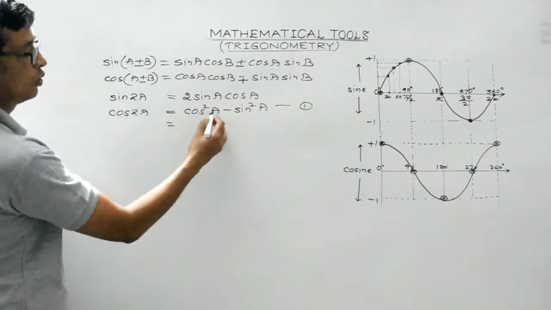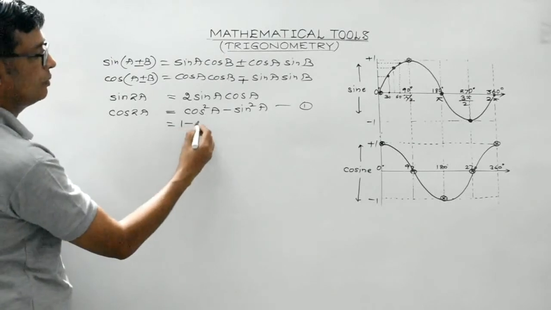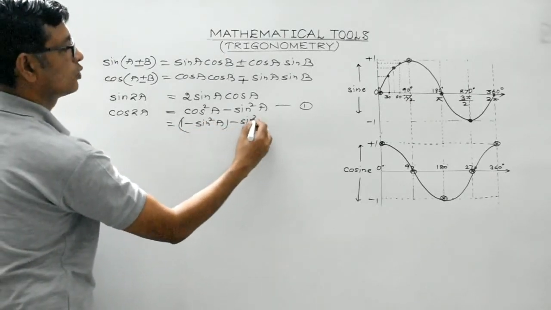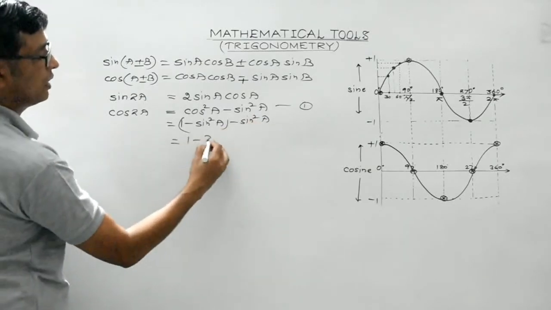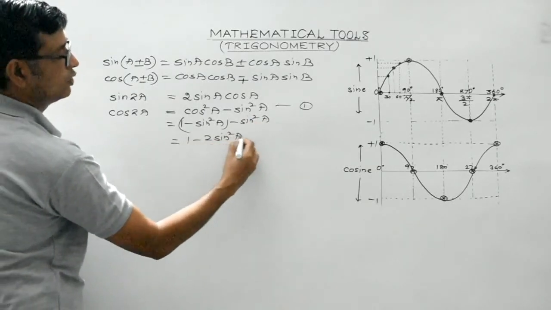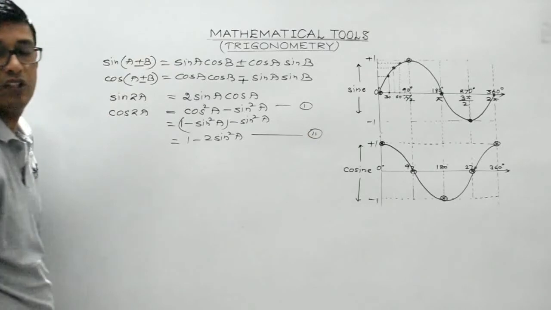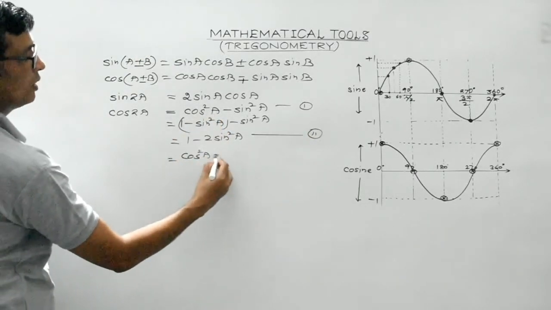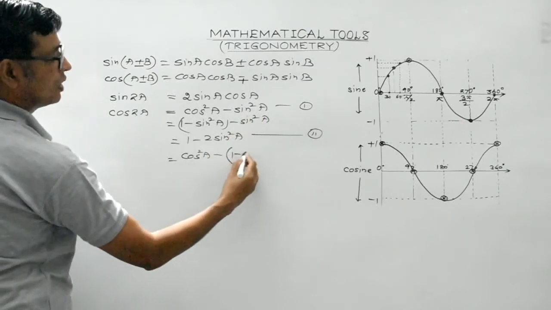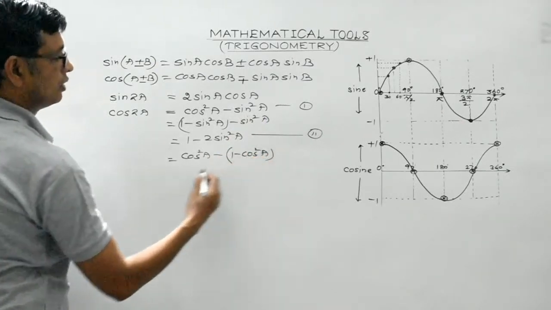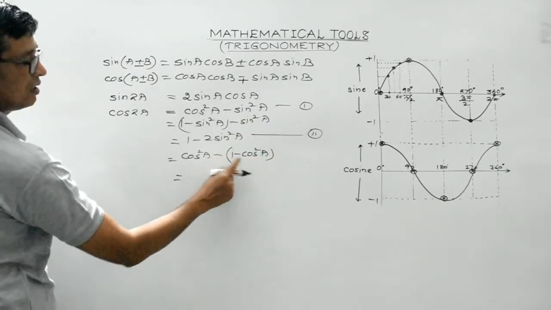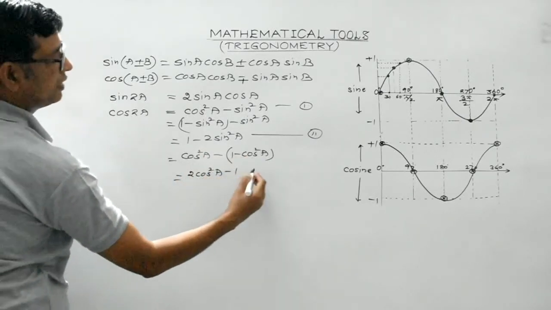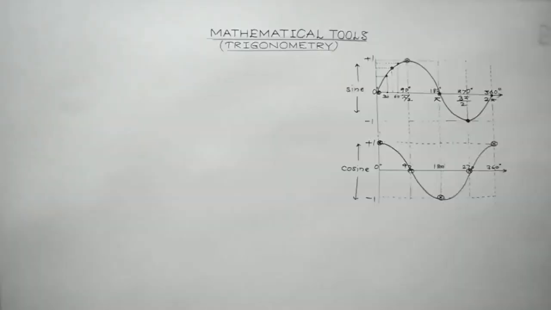Another one is that cos square A can be written as 1 minus sine square A, minus sine square A. So it can be written as 1 minus 2 sine square A. That's the second formula. Right? Also, cos square A minus sine square A may be written as cos square A minus (1 minus cos square A). So on opening the bracket, what do you get? 2 cos square A minus 1. That's the third formula.